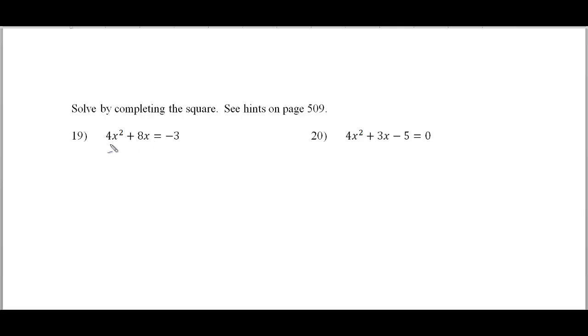So the first thing we're going to do is divide everything by 4, because what this will do, it'll give the first term that 1 that we so desperately need to solve the problem. Of course, it does introduce a lot more fractions into the problem, but we need to have x squared plus something x to complete the square. So this turns out to be x squared plus 2x is equal to negative 3/4. Now, I'm going to space this out a little bit more because I need to complete the square.